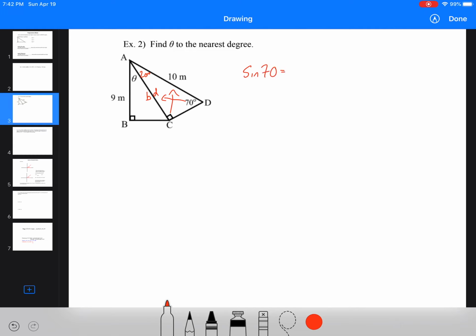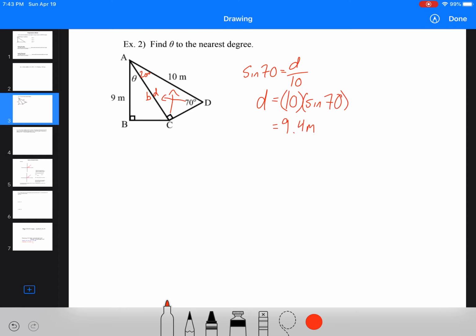Now side D is opposite, and we have the hypotenuse. So opposite over hypotenuse is going to give us sine 70 equals D over 10. D equals 10 sine 70, or 10 times sine 70 if you want to write it like that. It doesn't really matter. You can write it either way. They're both equally correct.